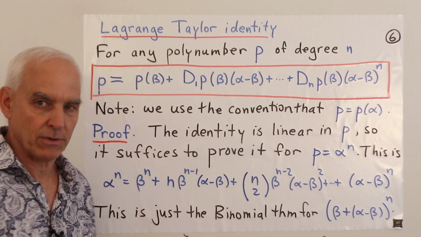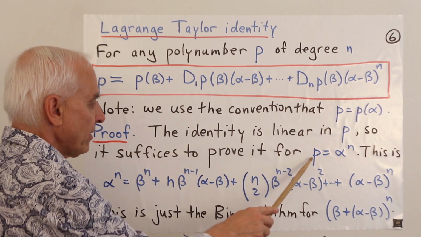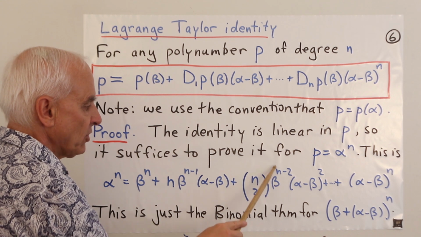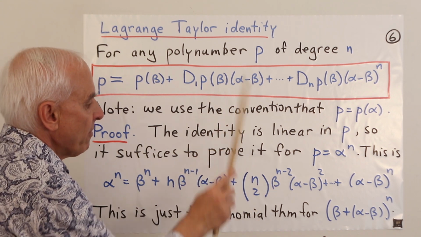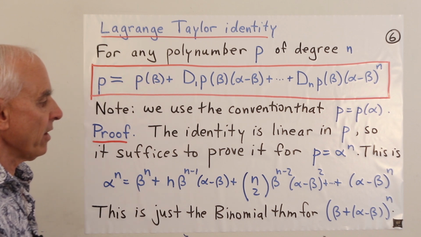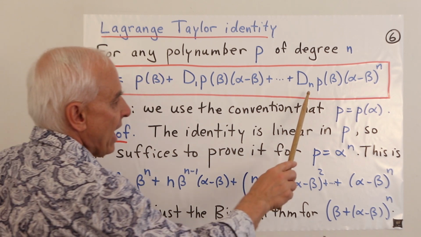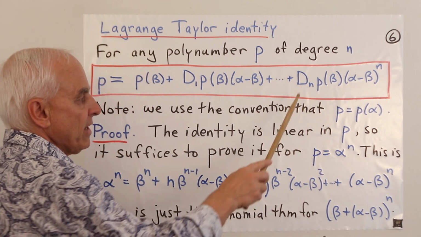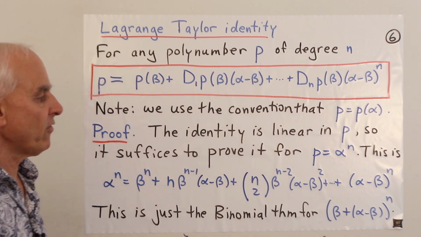That's just n choose 2. We have to then evaluate this thing at beta. So we get beta to the n minus 2 and an alpha minus beta squared appearing there, all the way up to the very last term here. Okay, the nth subderivative, what is that?